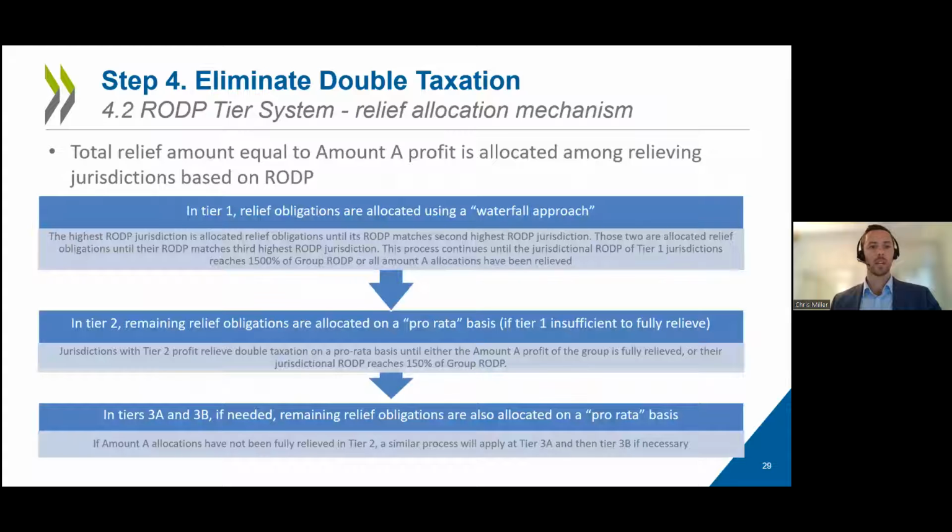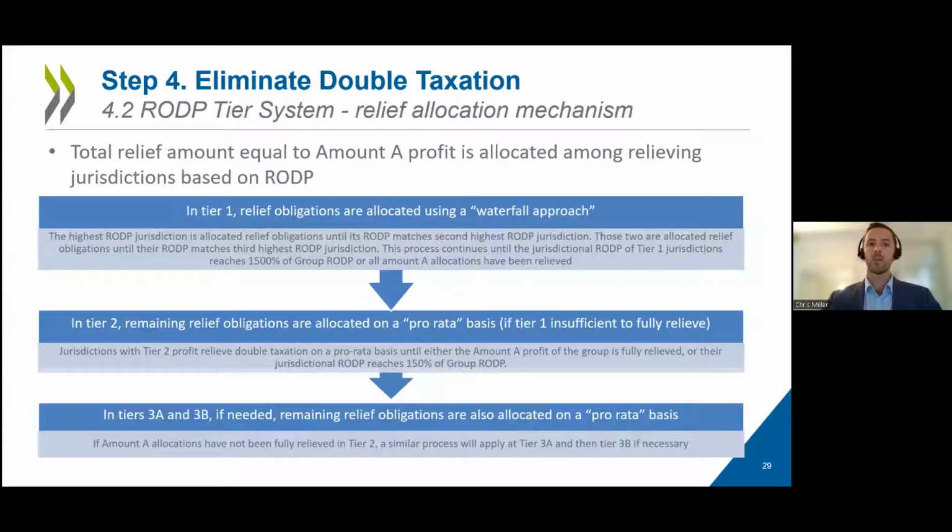Moving on to the next slide, please. So here we describe, after categorizing jurisdictions, how we now allocate the total relief beginning in the top tiers. And the total relief, importantly, and I think we touched upon this at the outset, will be equivalent to the total Amount A allocations to markets.